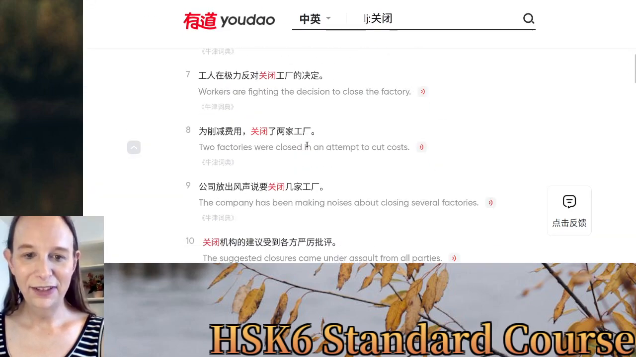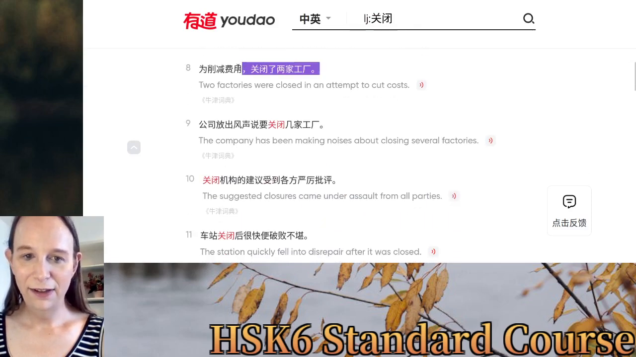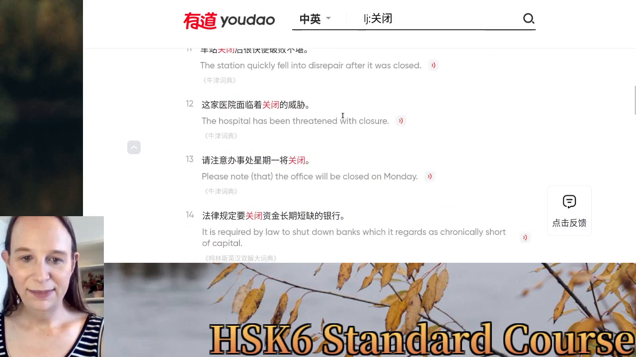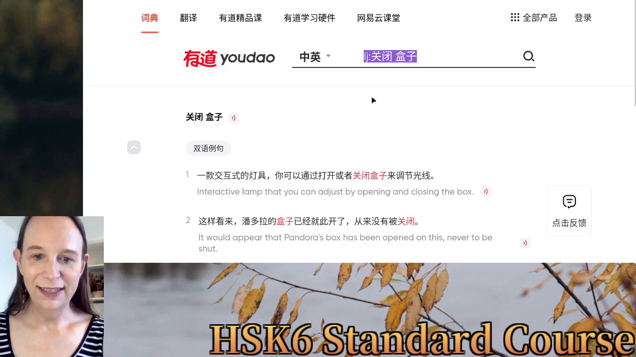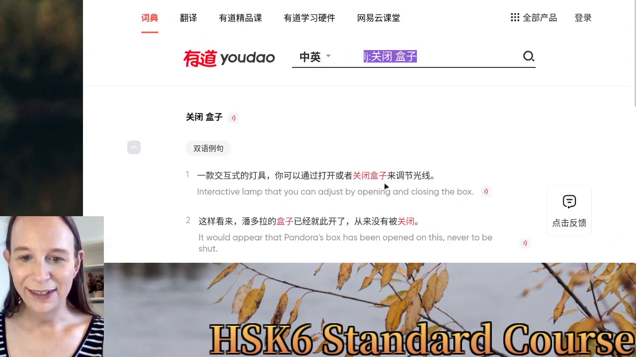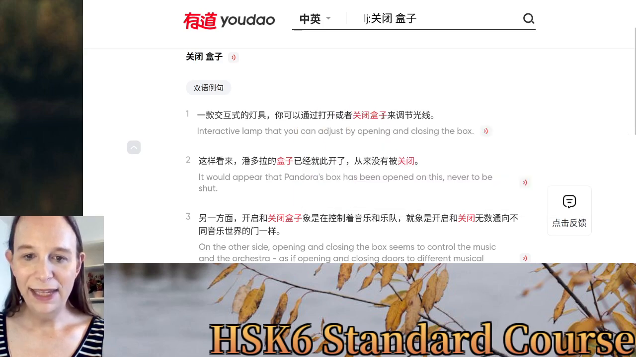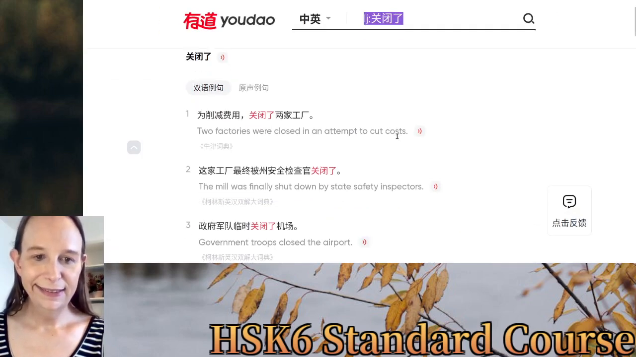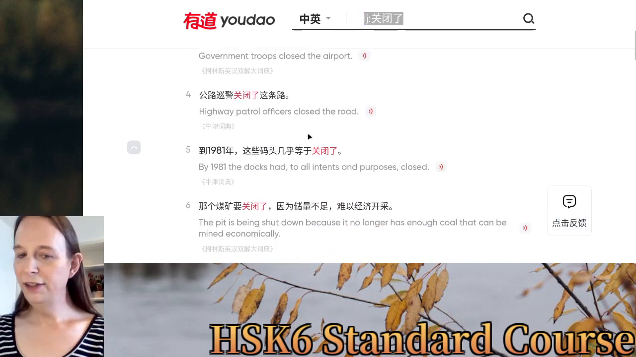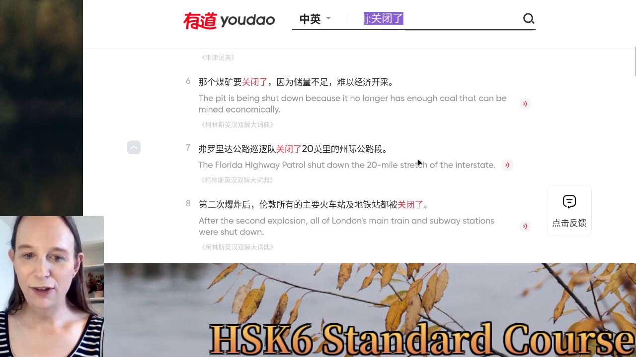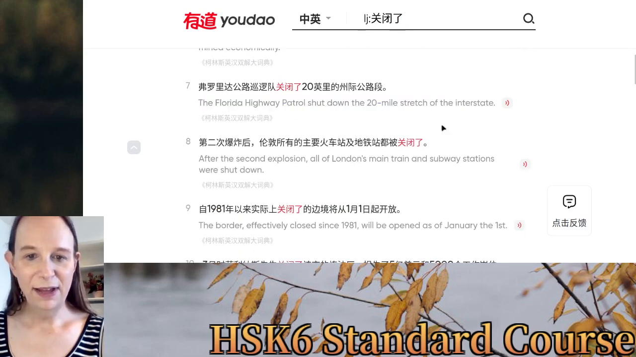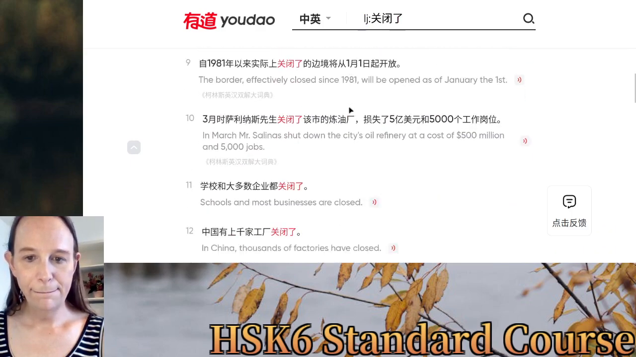So, shut down the factory. So it's probably quite permanent. 关闭. So you can 关闭盒子, right? 关闭盒子来调查关系. Opening and closing the box. Yeah, 打开关闭盒子. 关闭了. So it seems most of the time it's best to use for like shops and places that usually would be used but cannot be used right now. Shut down 20 miles stretch. All right.